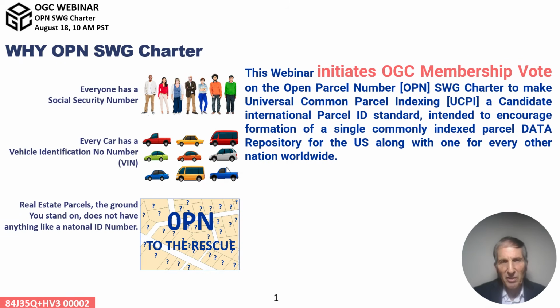This webinar initiates the OGC membership vote on the Open Parcel Number, or OPN, SWG Charter regarding Universal Common Parcel Indexing, or UCPI, being a candidate international parcel ID standard for formation of a single commonly indexed parcel data repository for the U.S. and one for every other nation worldwide. I'm Dennis H. Klein, 61 years in geospatial, the standards author.